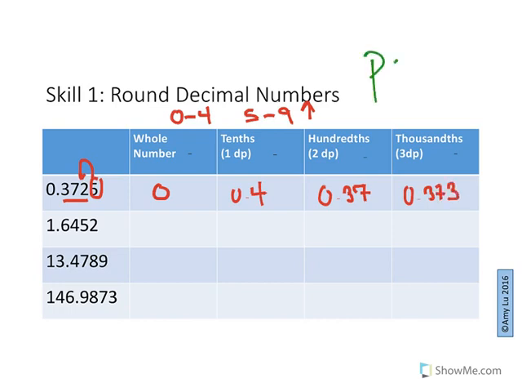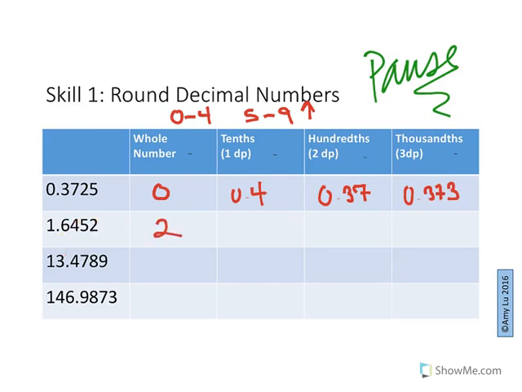At this time, pause and continue the remaining three problems. So when we round 1.6452 to the nearest whole number, we ignore those last three numbers. We look at the number right next to the decimal. This is closer to 2 than it is to 1.